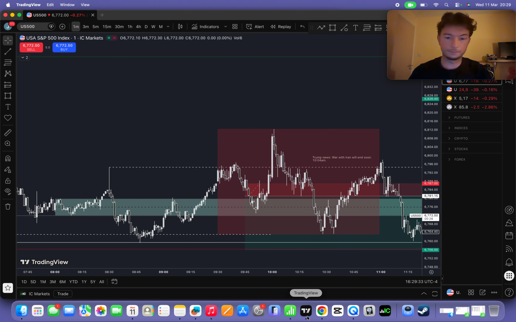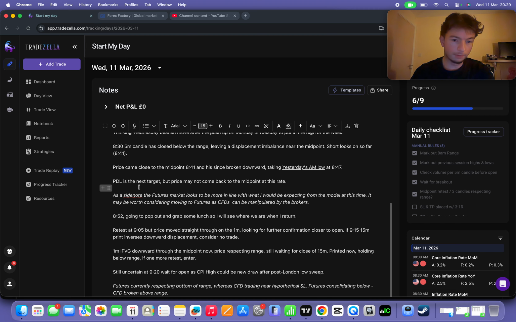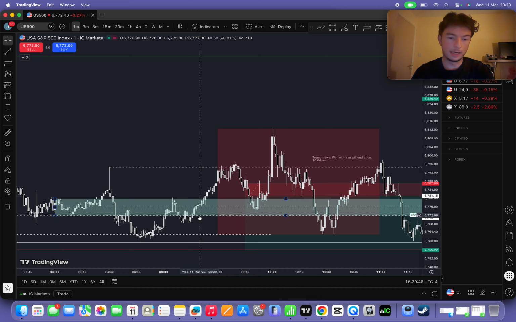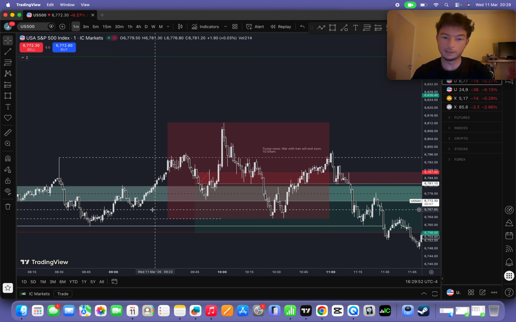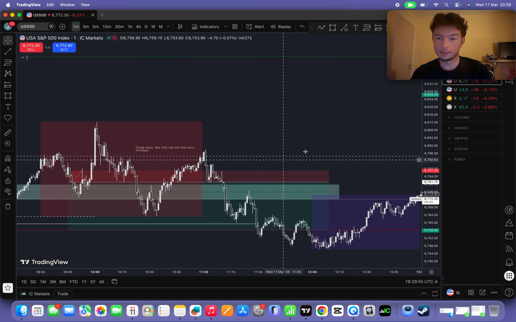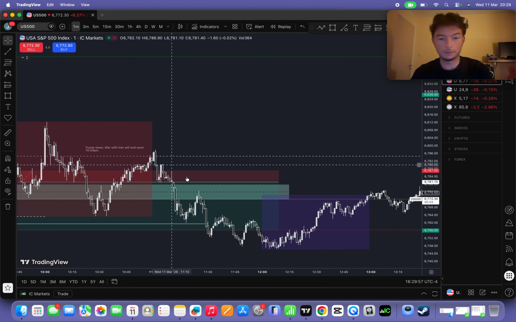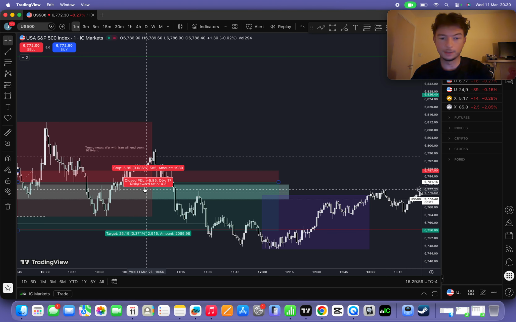And then, yeah, previous daily low, next target. Price may not come back to the midpoint at this rate. Price came close to midpoint at 8:41 and has since broken downwards, taking yesterday's AM low, which is this. It literally just tapped it, and I felt like this level may be revisited, as we can see has been the case outside of the AM session in between the lunch hour.